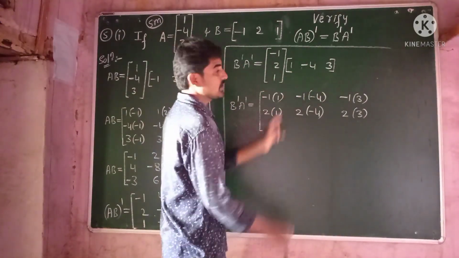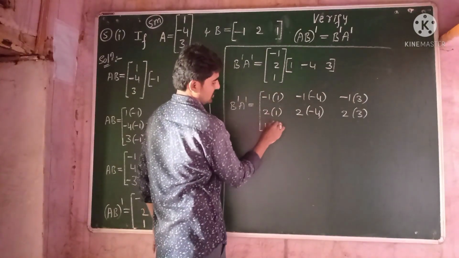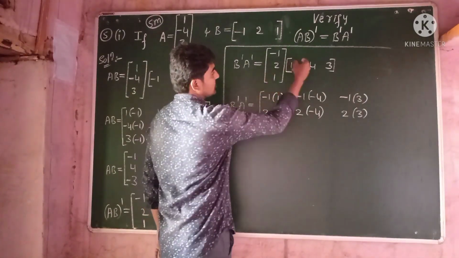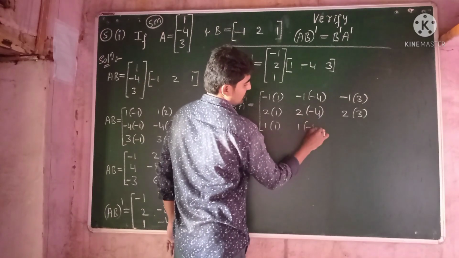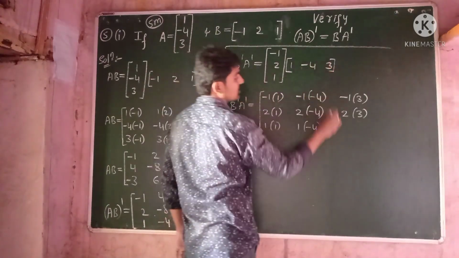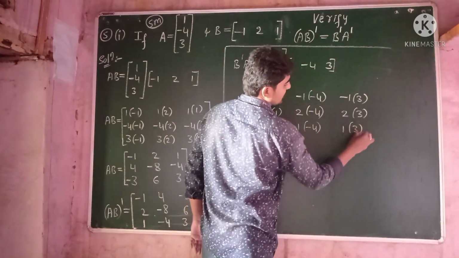Now we move to the third row. Third row first column, 1 into 1. Third row second column, 1 into minus 4. Third row third column, 1 into 3.